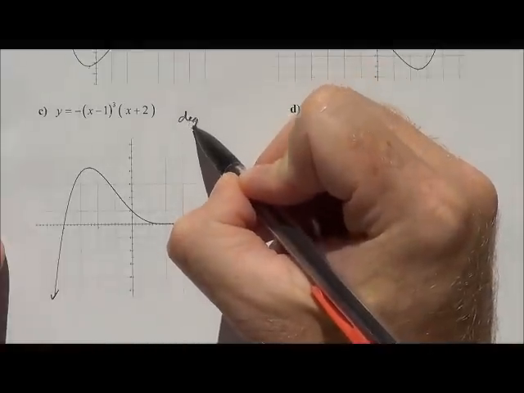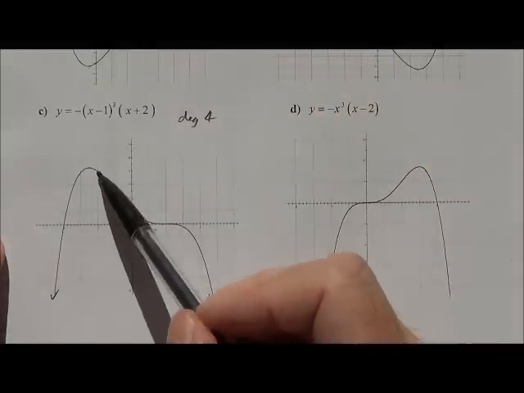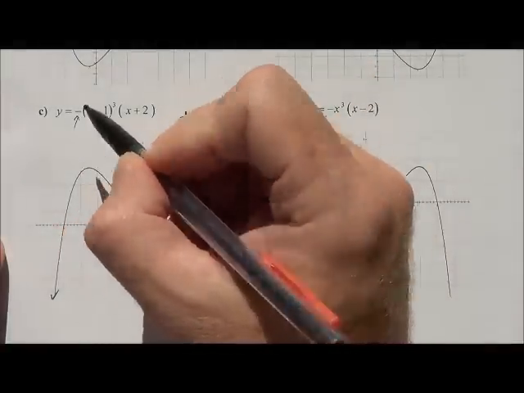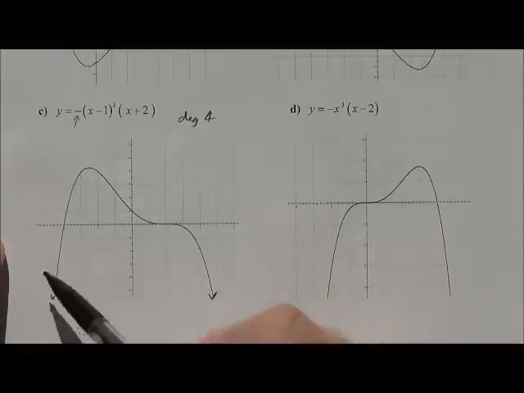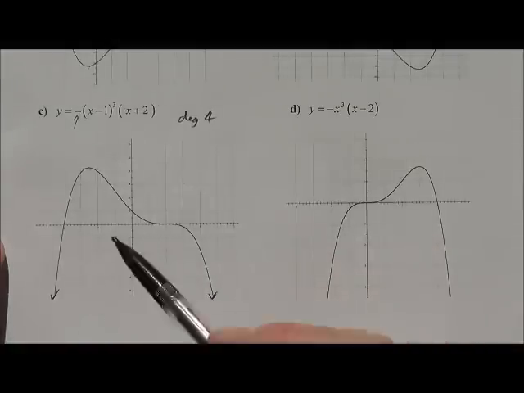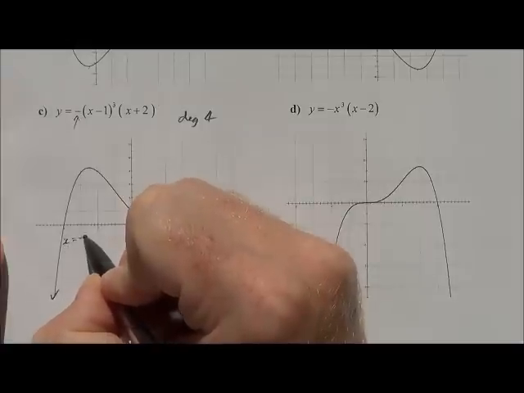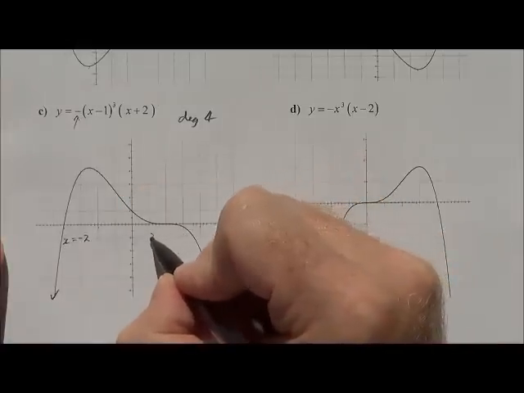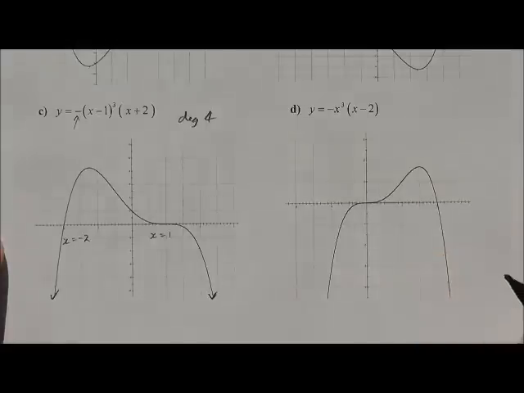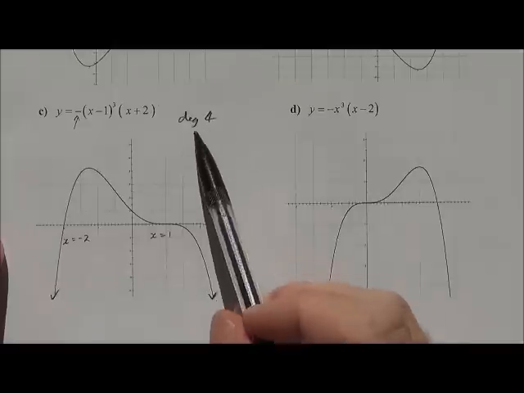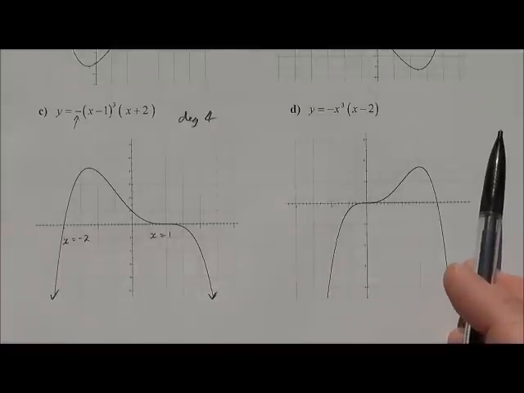Again, degree 4. 1 turning point. Lead coefficient is negative, so it's opening down. It is kind of M-shaped, sort of. Here's a linear root at x equals negative 2. Here's a cubic root at x equals 1. 1 turning point, 1 single and 1 triple root, so there's 4 roots but 2 distinct zeros. And the ends go in the same direction because it's an even degree.